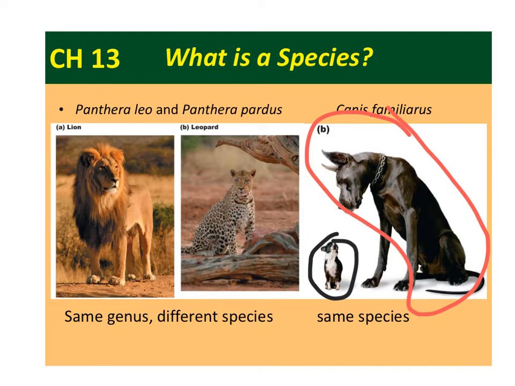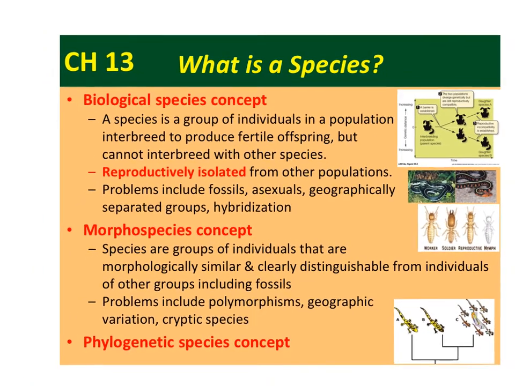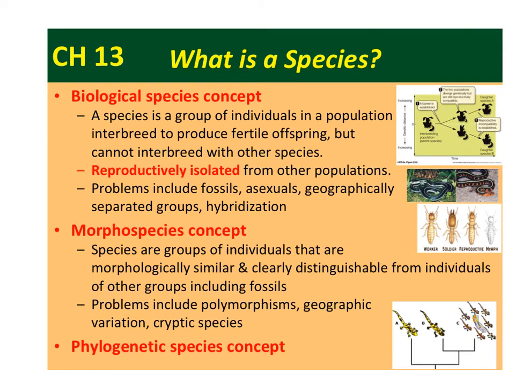Well, can these two interbreed? Well, yes, they can, but it would probably be rather uncomfortable. And if the female was the little one, it would probably die during childbirth or something like that. But anyway, if the little one was a male, how would it manage to actually mount the Great Dane? Okay, so we have different species concepts.